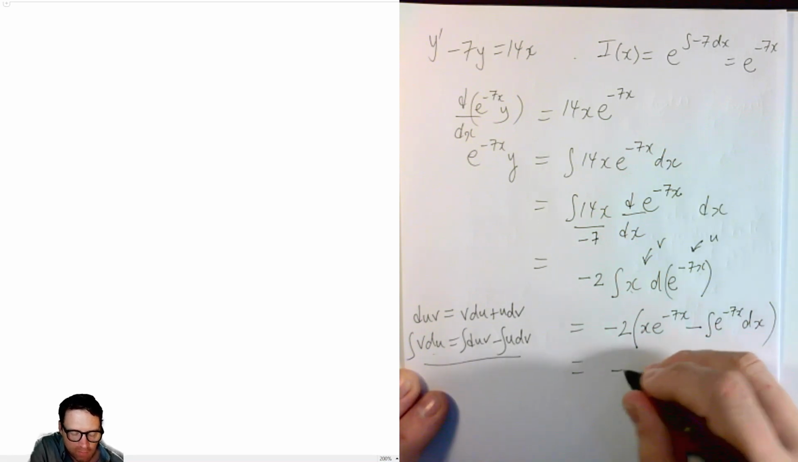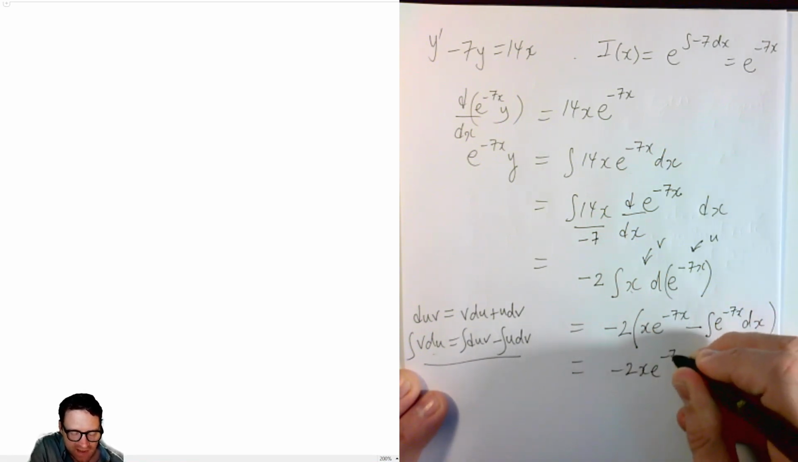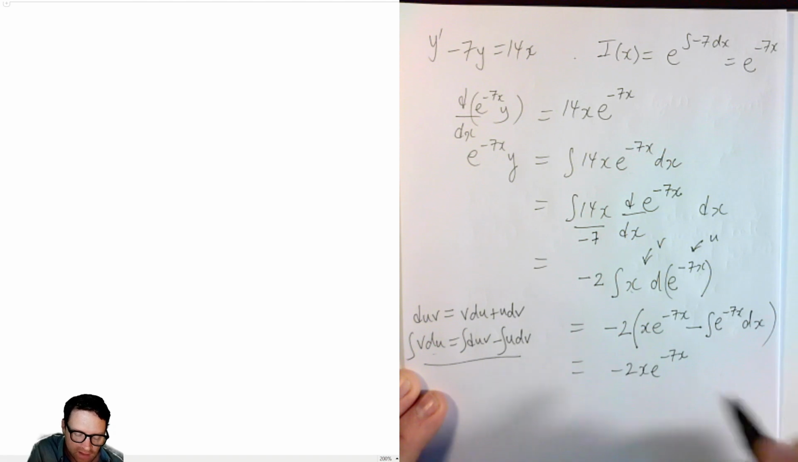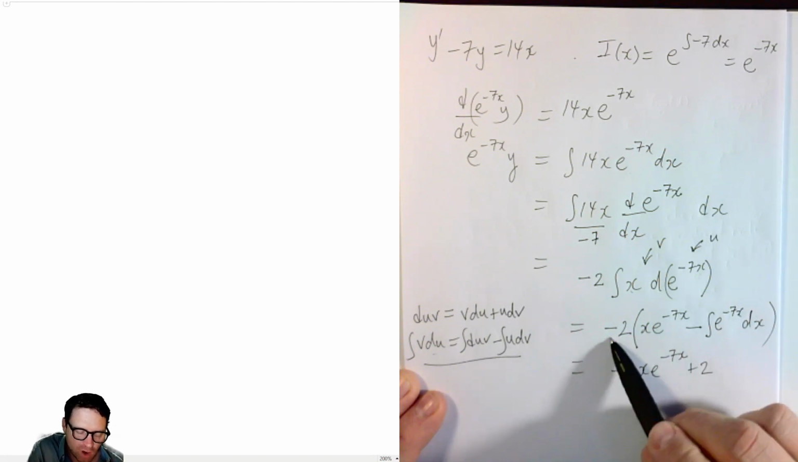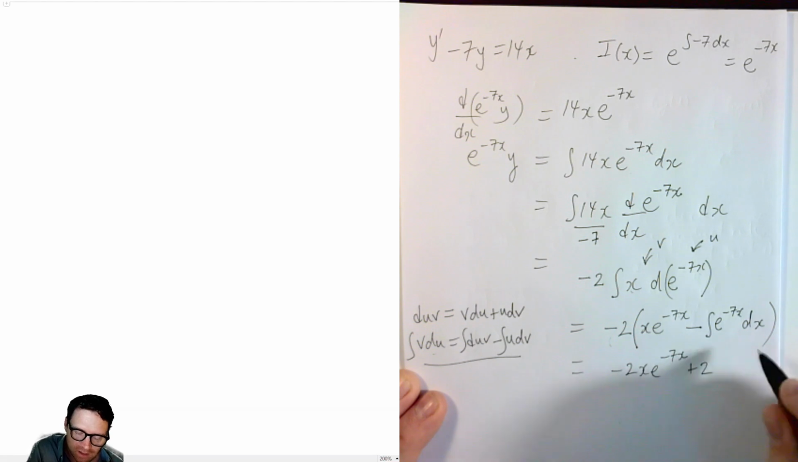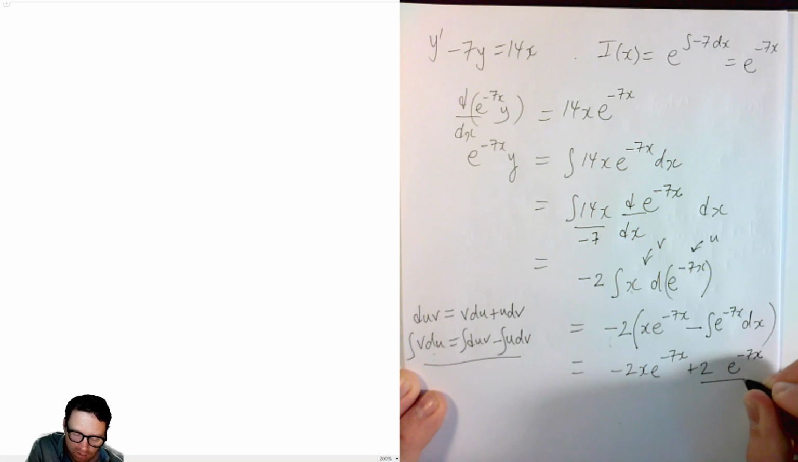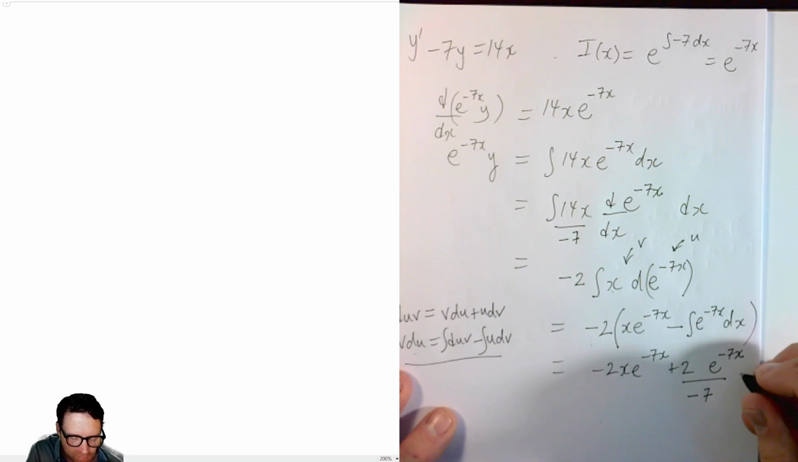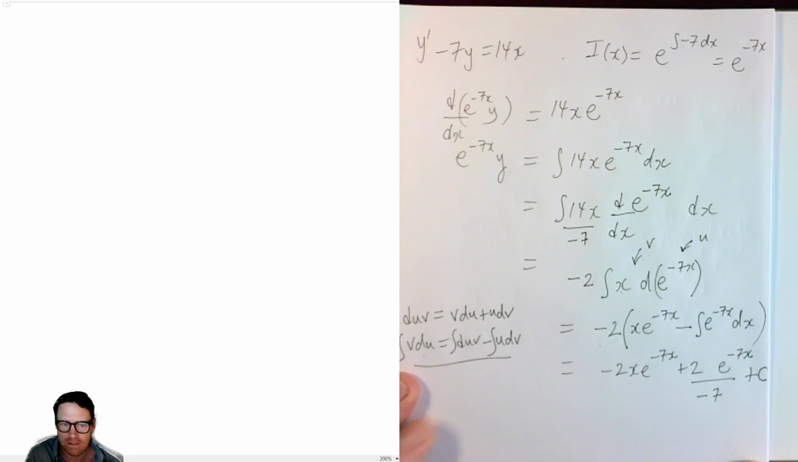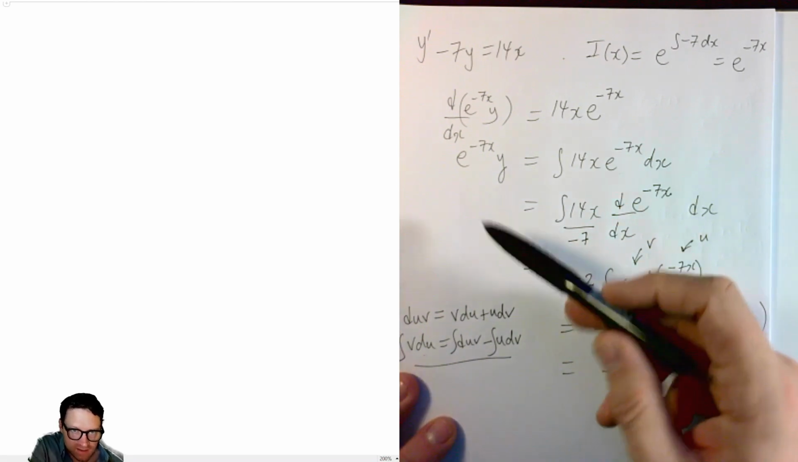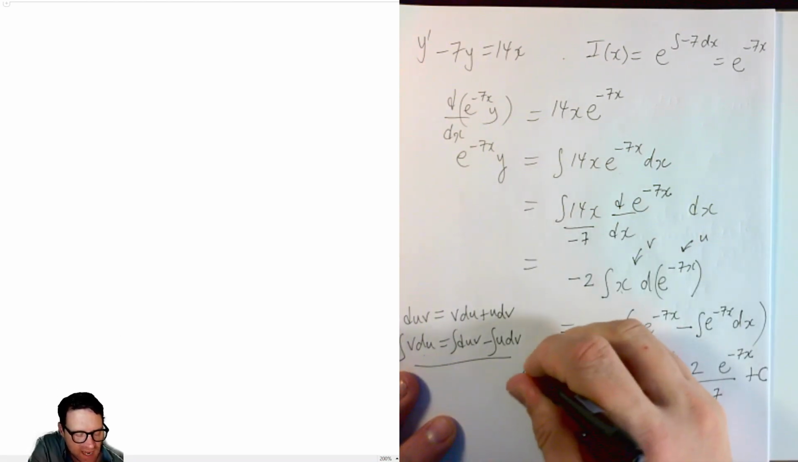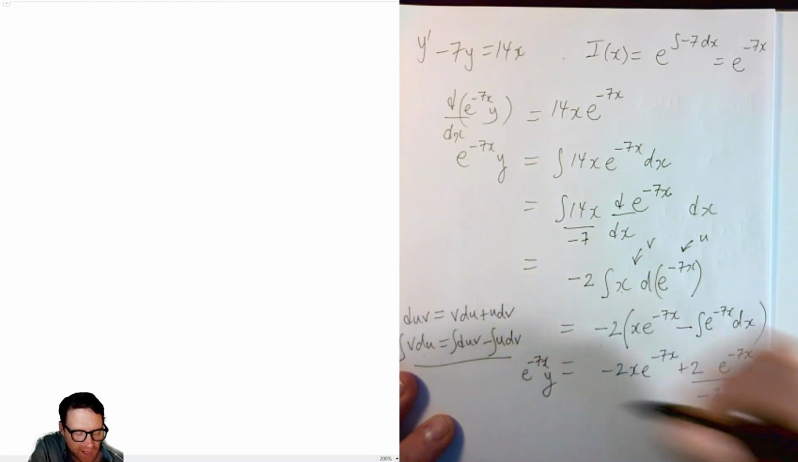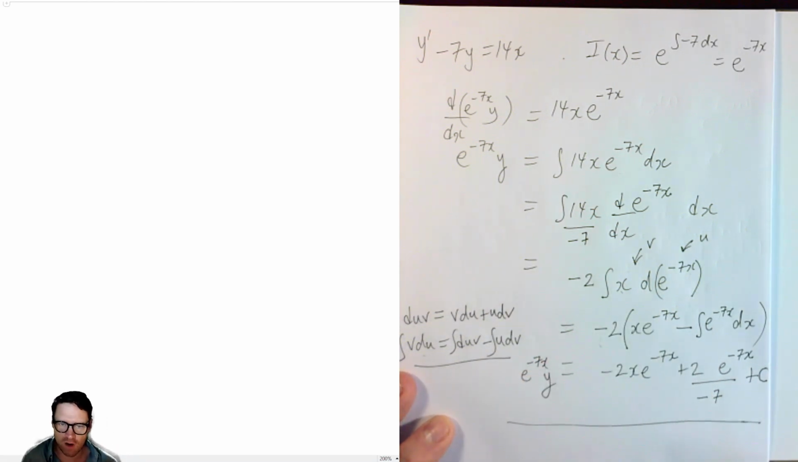So we have minus 2x e to the minus 7x, and then we have plus 2 for the product of minus 2 and minus 1. Now this integral is e to the minus 7x over minus 7. And now I need a plus c, because I'm done with the integration part of that. Okay, and so what we had, this was e to the minus 7x times y. Okay, so this is what we have so far.